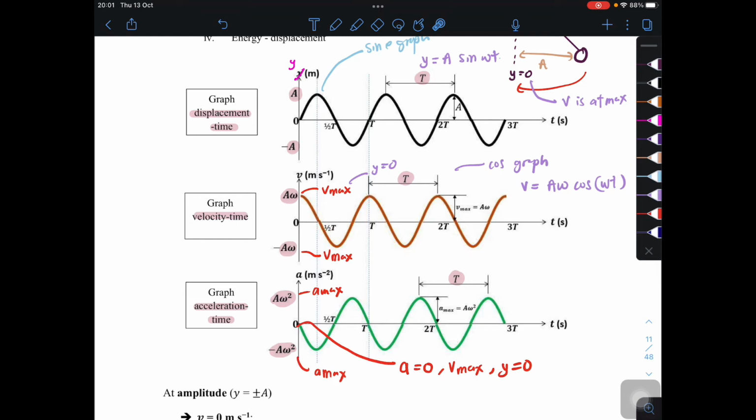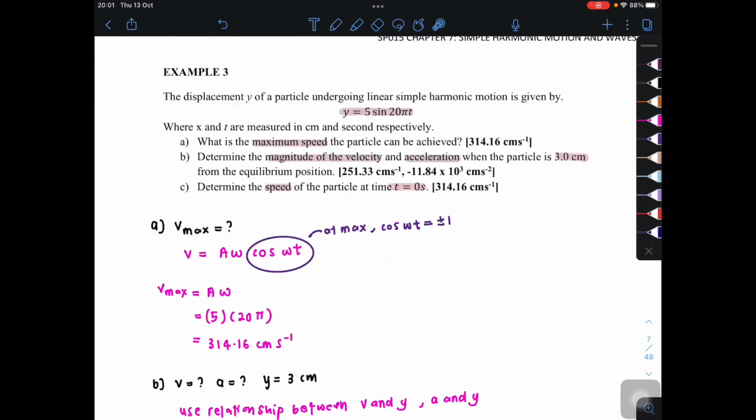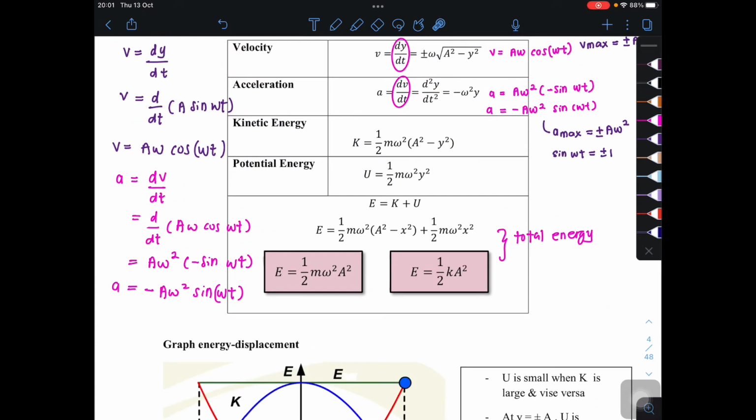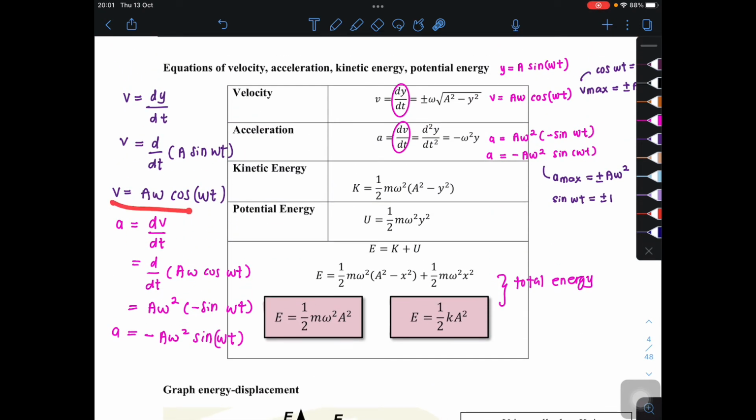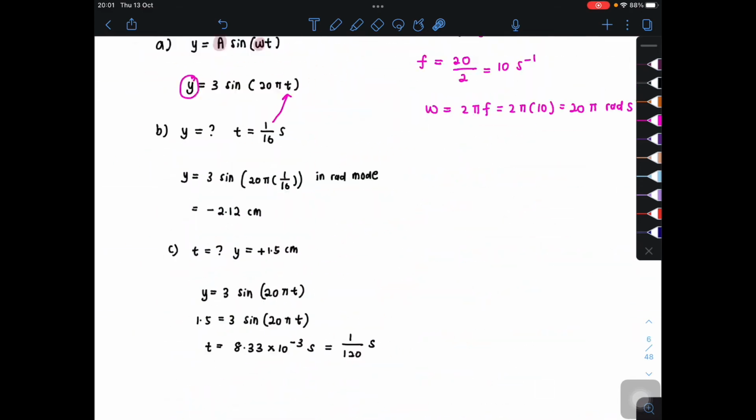Okay, and we know that the general equation untuk acceleration adalah a = negative A omega square sin omega t. Okay, this is the general equation, which is yang kita buat before this, which is here. So this is the general equation untuk velocity, this one untuk acceleration. Okay, selepas kita differentiate daripada the previous equation.